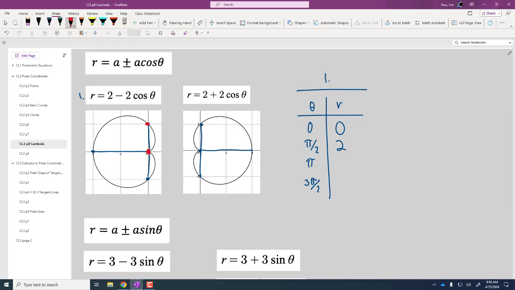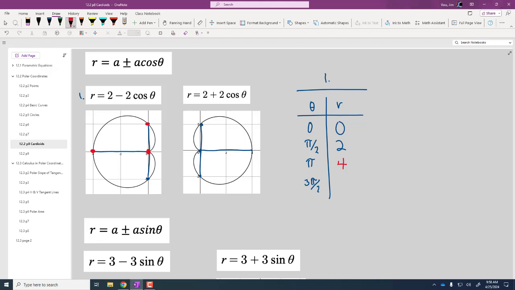Then we're at pi over 2, we rotate to pi. Cosine of pi is -1. -1 times -2 is +2. 2 plus 2 is 4. So we're going to be at 4. So when we're at an angle of pi, we go 4 units away, which puts us right there.